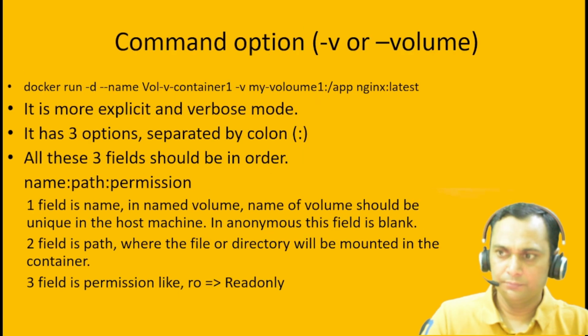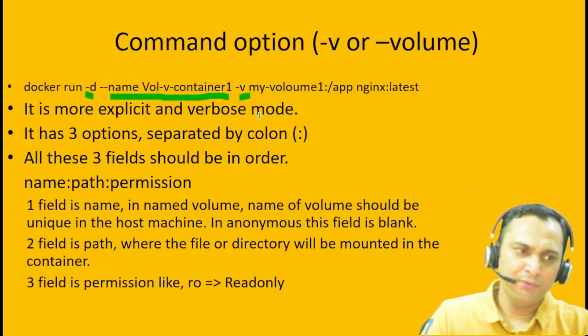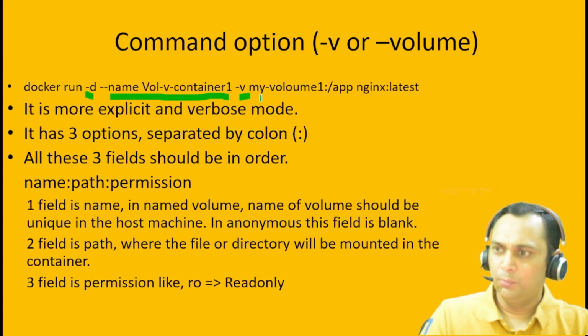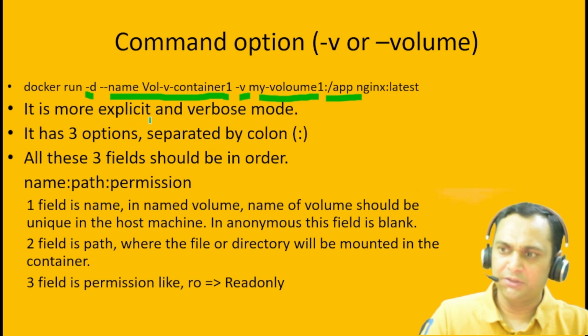The other option is -v. So the command is -d, again I'm giving the name here, and -v instead of --mount: my-vol1:/app. Let's explore this. It is a less explicit, more compact mode. It has three options separated by colon, as you can see here. All these three fields should be in order. However, in the --mount option, the sequence is not mandatory.